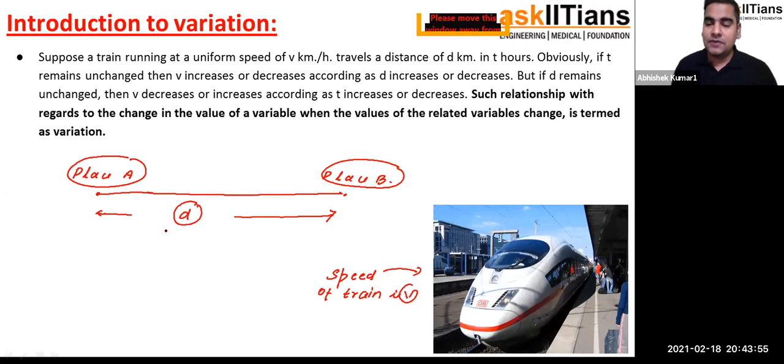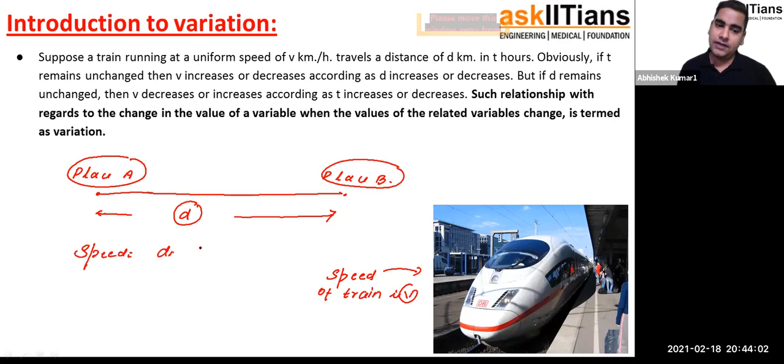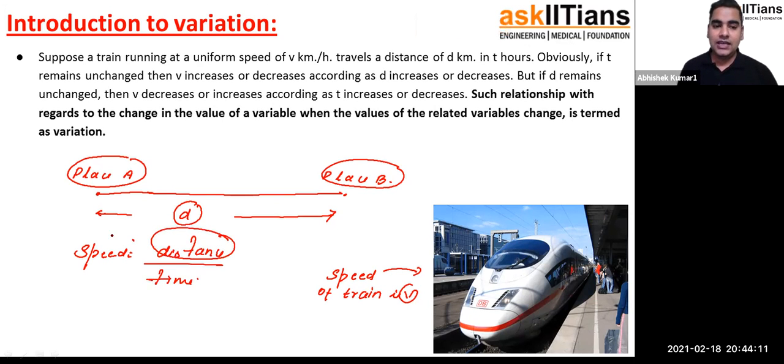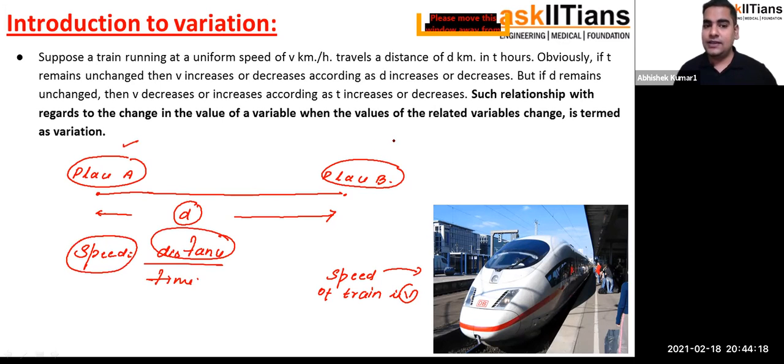Now, we know the relation between speed, distance and time. Speed is always given by what? That is always given by distance by time, correct or not? Now, because your distance is fixed, if I increase the speed of a train, right? Let's say this train is traveling the distance between place A and B in 2 hours at a normal speed, at a speed of V1.